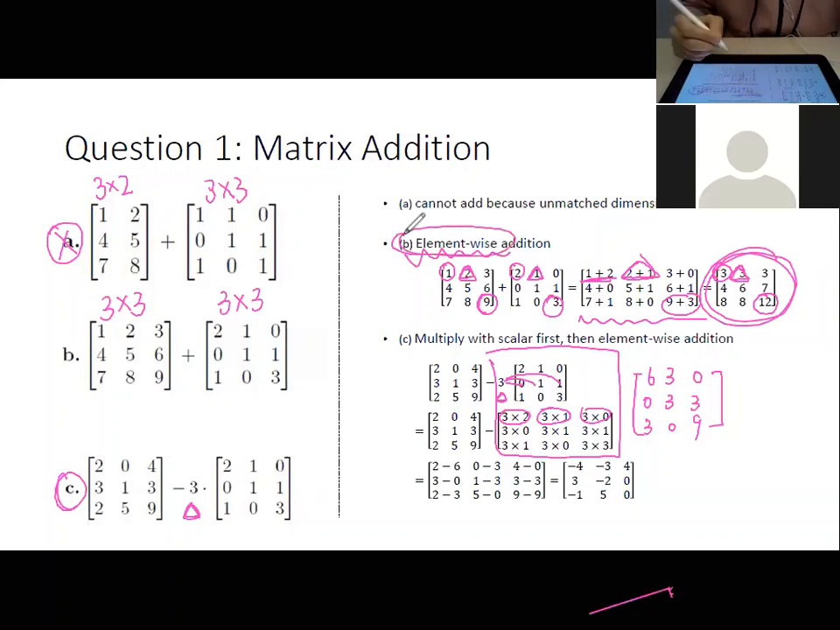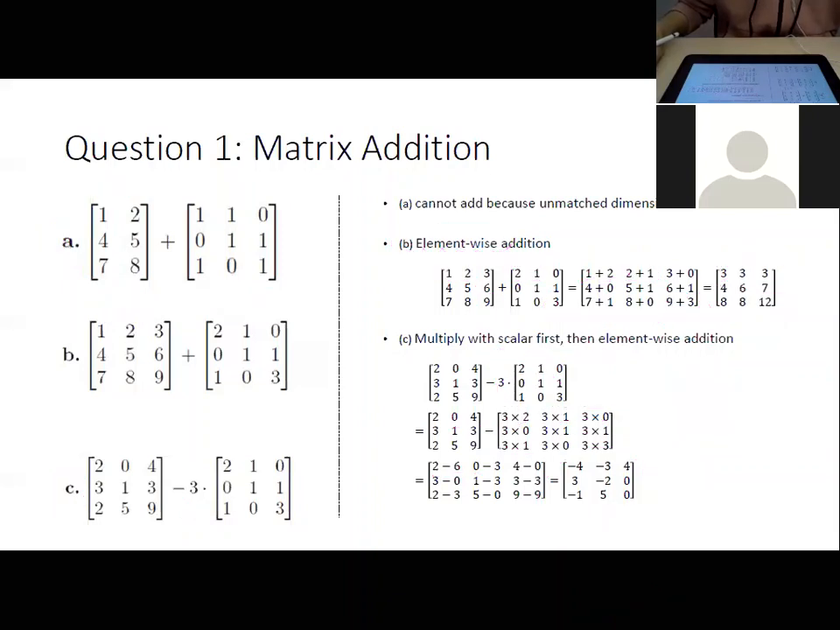That means we use 2 minus 6, and 0 minus 3, and 4 minus 0. So in this way, we can get the final answer. I think matrix addition is very easy to follow. And now we already know what we should pay attention to when we do matrix addition.